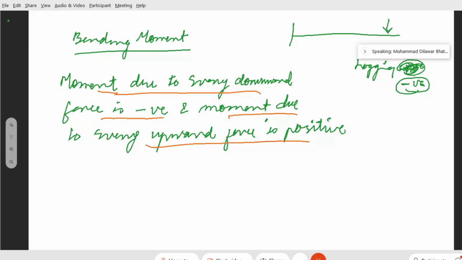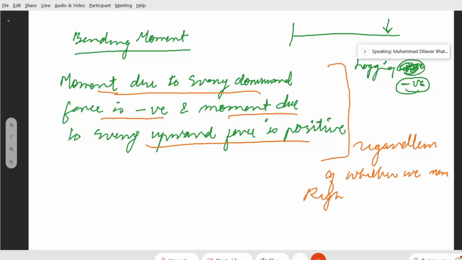I said that going from either direction, whether we go from left to right or from right to left at any section, the bending moment will be regardless of whether we move from right to left or vice versa.